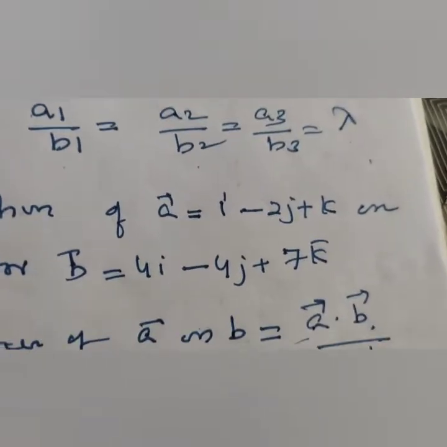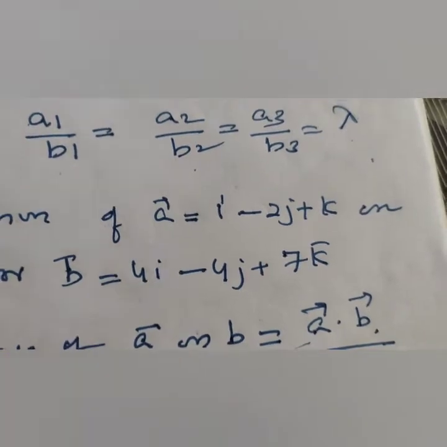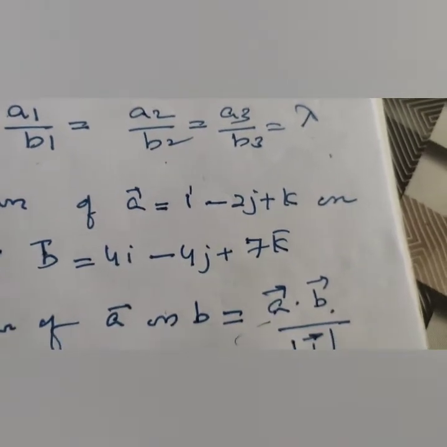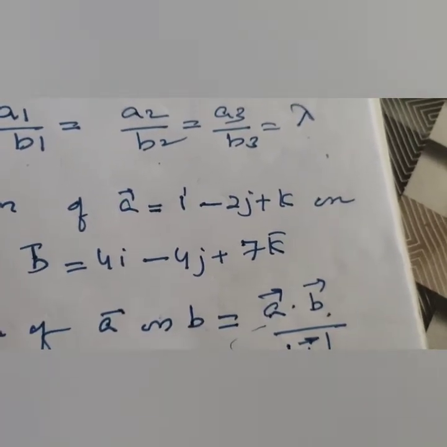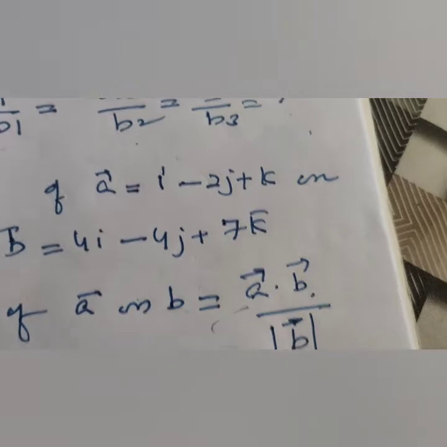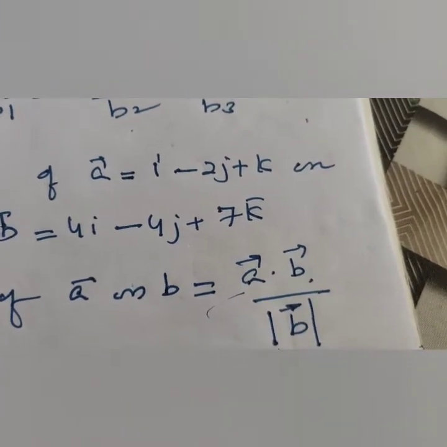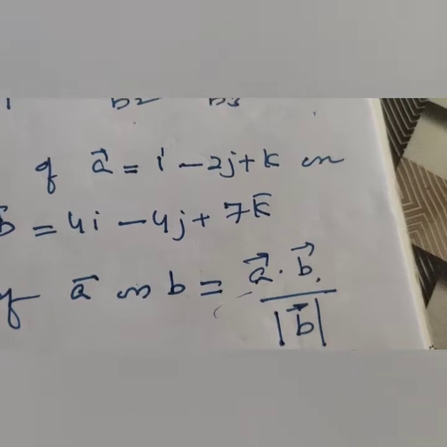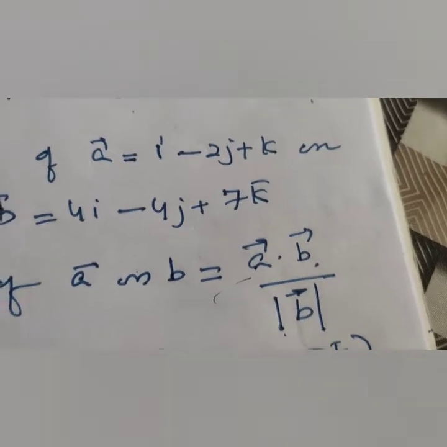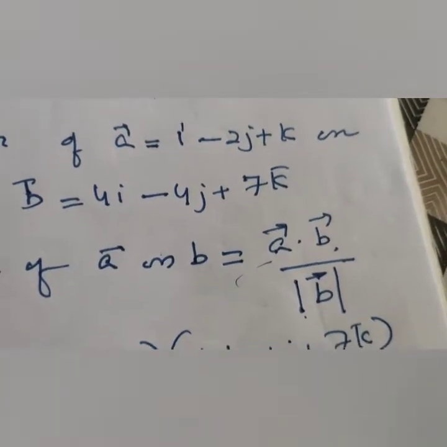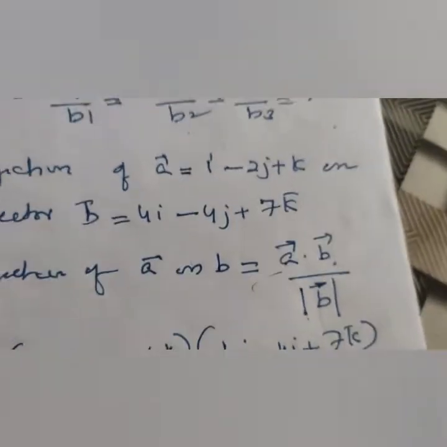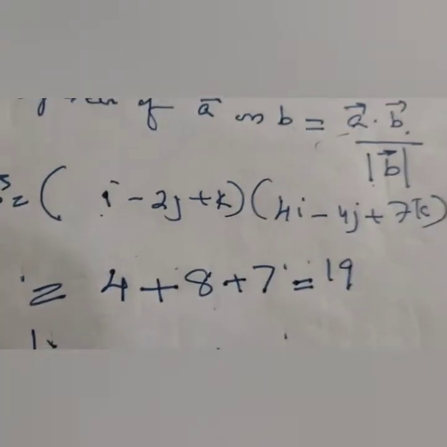A dot B we know. What is A dot B? A dot B equals i minus 2j plus k into 4i minus 4j plus 7k. And you multiply, easy multiplication. That is 1 into 4, minus 2 into minus 4 is plus 8, and 1 into 7 is 7. So we get this as 19.